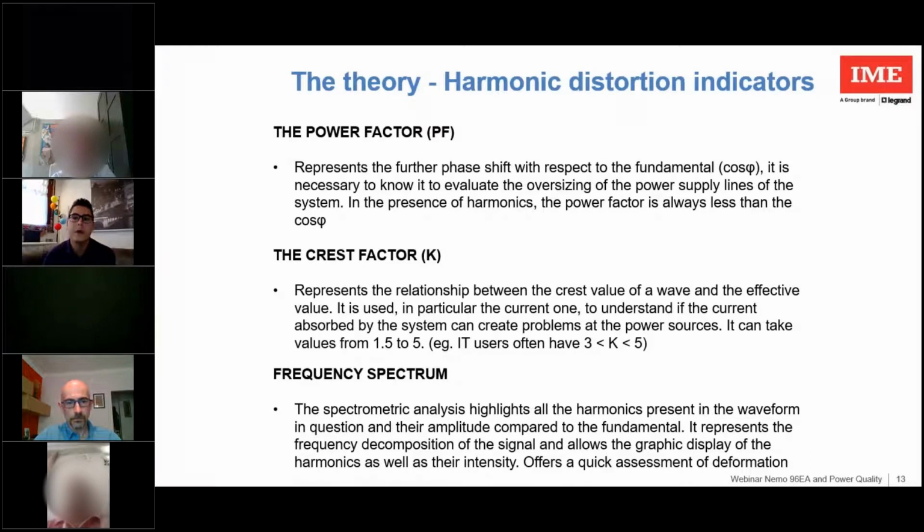Returning to the topic, we find that the power factor represents the phase shift with respect to the fundamental, and it is necessary to know it and evaluate the right power supply. The crest factor represents the relationship between the value of the wave crest and the actual value. This value is important to understand how much the current absorbed by the system could generate problems. The frequency spectrum highlights the decomposition of the signal and offers a quick view of the harmonics and their weight.